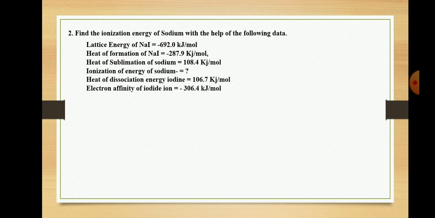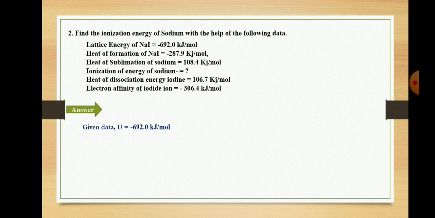Heat of dissociation energy of iodine is equal to 106.7 kilojoule per mole. And electron affinity of iodide ion is equal to minus 306.4 kilojoule per mole. Students, the kilojoule per mole is actually small k, capital J per mole. Okay. Now the answer: the given data, so we have to supply it with this value.